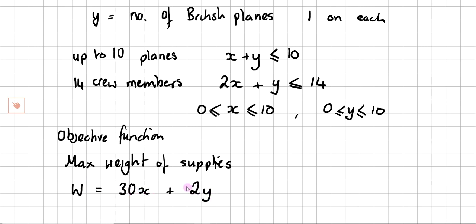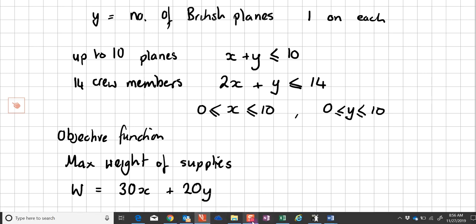Now, is this an inequality? No. So that's not a constraint. That's the objective function. That's the thing I want to eventually work out. Now what I need to know is, the weight depends on how many planes I'm allowed to take. Sorry, that should be 20 for the British plane. So what we need to do is figure out my feasible options for x and y. So we need to plot these values on a set of axes now. Let's go and do that.